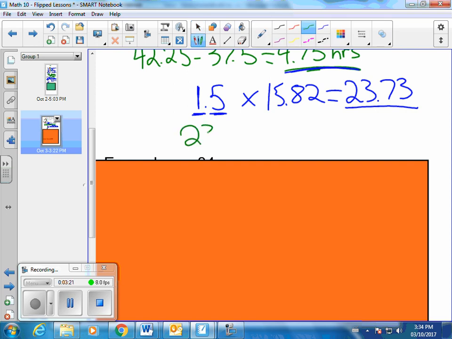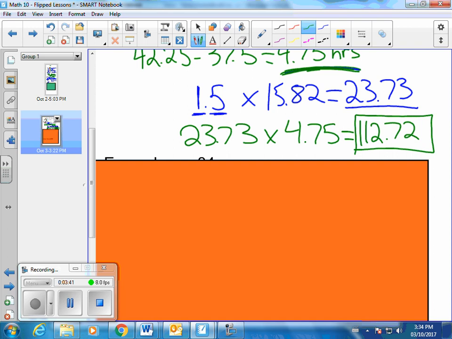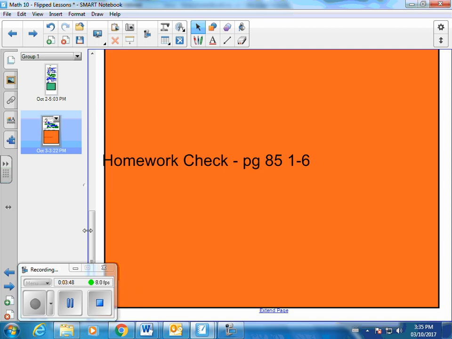So 23.73 times 4.75, and we wind up with a total of 112.72. Now this number is his overtime pay. This is not the total amount of pay that he is going to be bringing in that week. For that, we have to do another step.